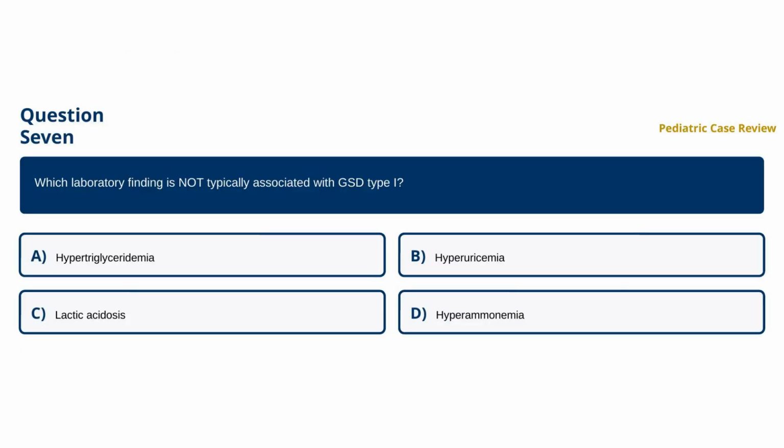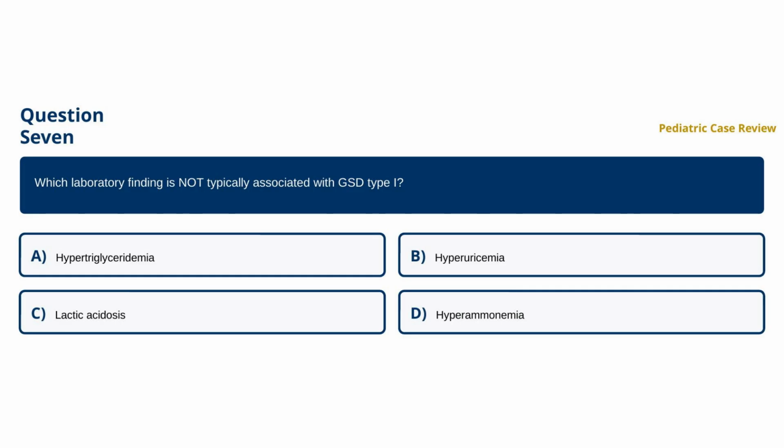Which laboratory finding is not typically associated with GSD type 1? Option A. Hypertriglyceridemia. Option B. Hyperuricemia. Option C. Lactic acidosis. Option D. Hyperammonemia. Consider the classic biochemical abnormalities seen in von Gierke disease and how the metabolic block in glucose-6-phosphatase deficiency leads to various laboratory derangements.